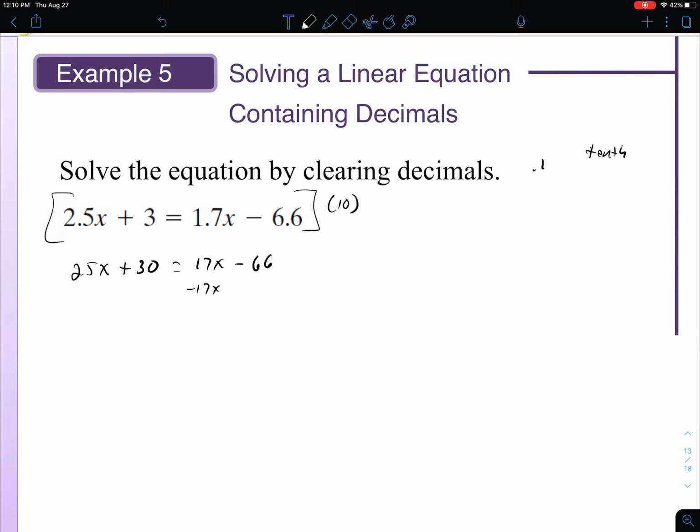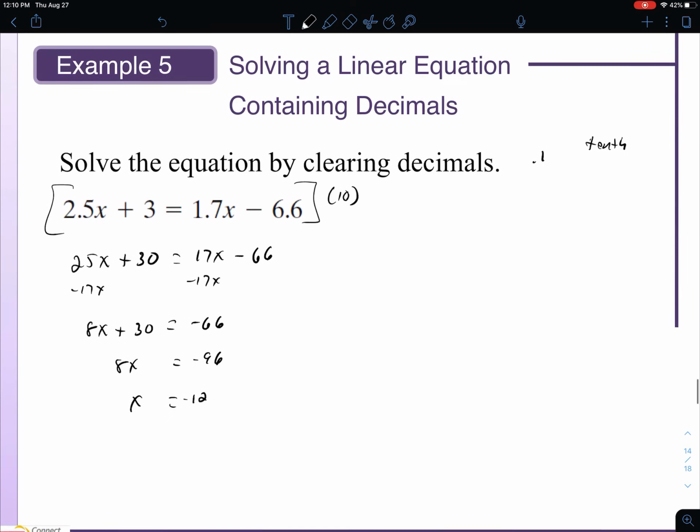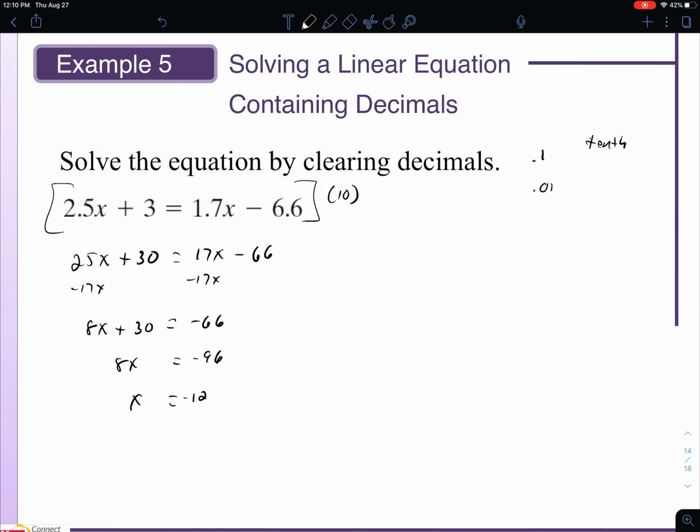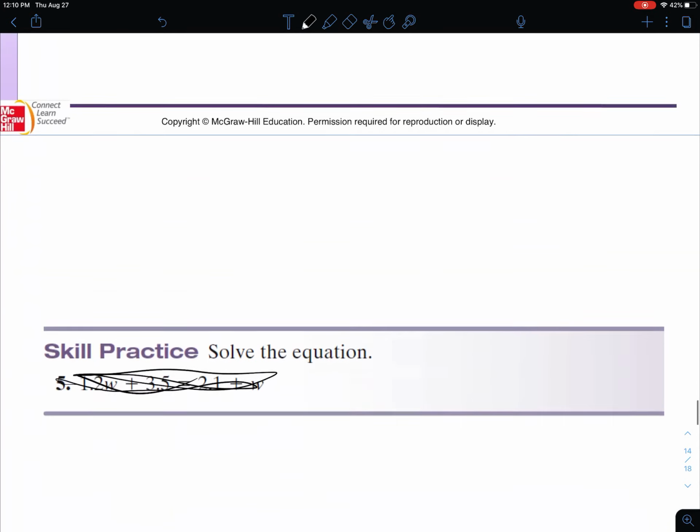So now I'm going to subtract the 17x from both sides. And so there I'm going to get 8x plus 30 is equal to negative 66. Now negative 66 minus 30 is negative 96. So it's 8x is equal to negative 96. And then if I divide that by 8, I get x is equal to negative 12. And so that's how you do this particular question. So remember, decimal places. If I would have had 2 decimal places, then I multiply by 100. If I have 3, I multiply by 1,000, and so on and so on.